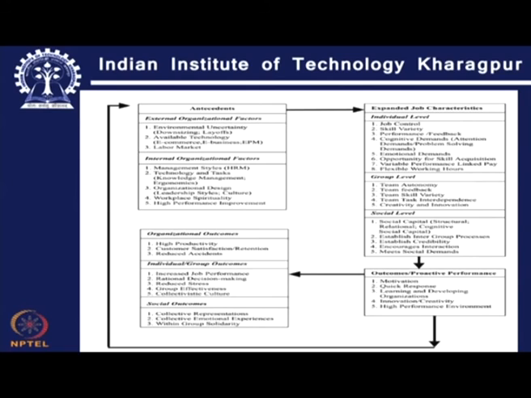Individual level is job control, skill variety, performance feedback, emotional demands from the job. So, this is very important, emotionally how we get attached to the job and what is the emotional labor that is demanded of you as a part of performing that job. Opportunity for skill acquisition, variable performance-linked pay, flexible working hours. At the group level is your team autonomy, team feedback, team skill variety, creativity.